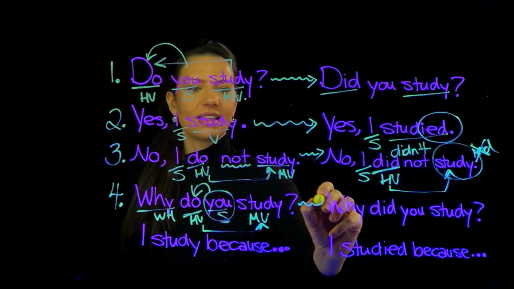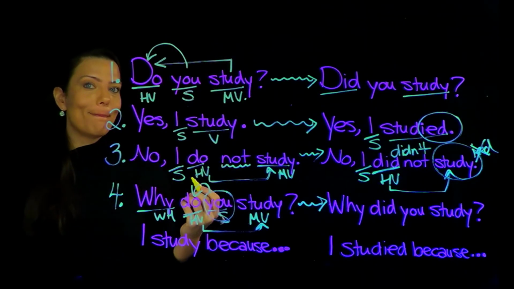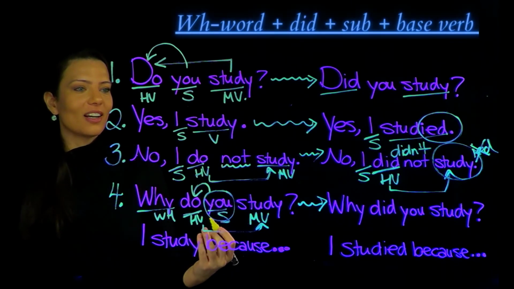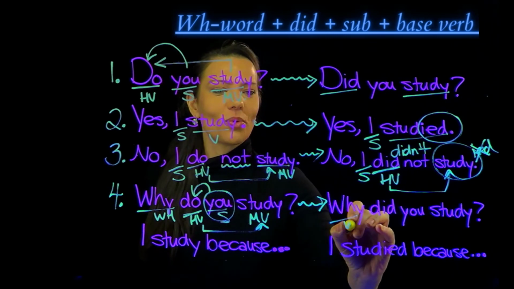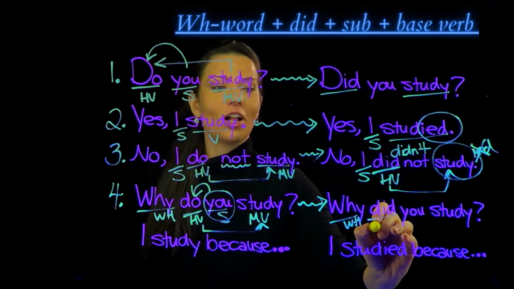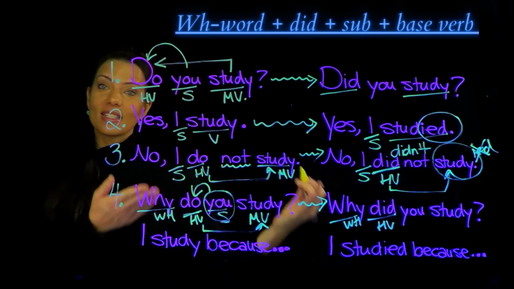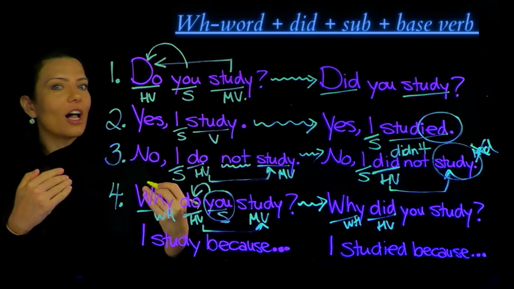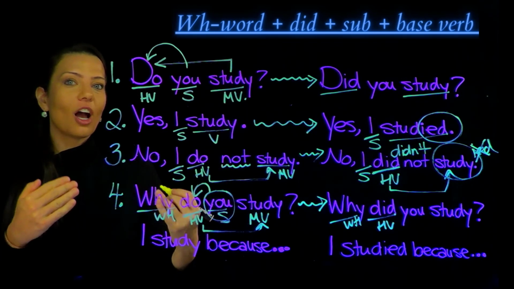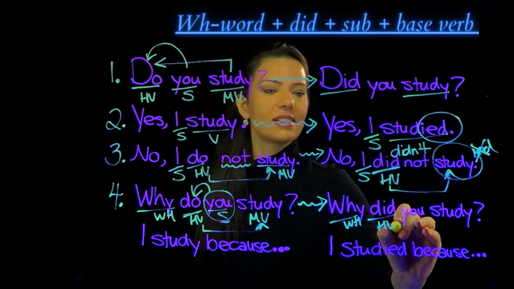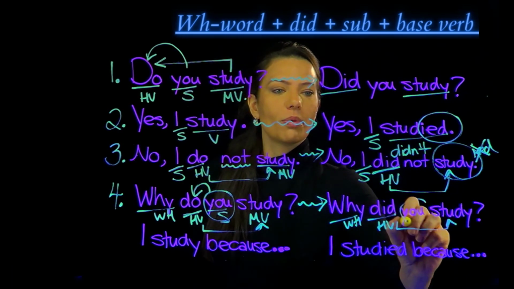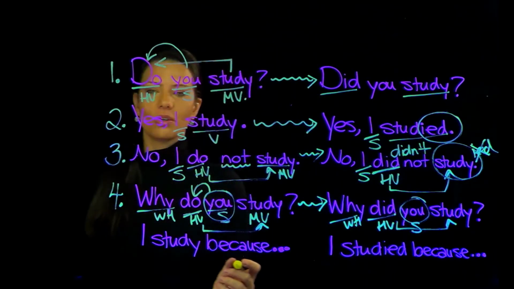When we translate that into the simple past, we can see here, why did you study? So here we have the WH question. Then we have the helping verb in the simple past. So that helping verb is changing according to tense. The main verb doesn't have to do that because that is the helping verb's job. And here we have the subject between those.